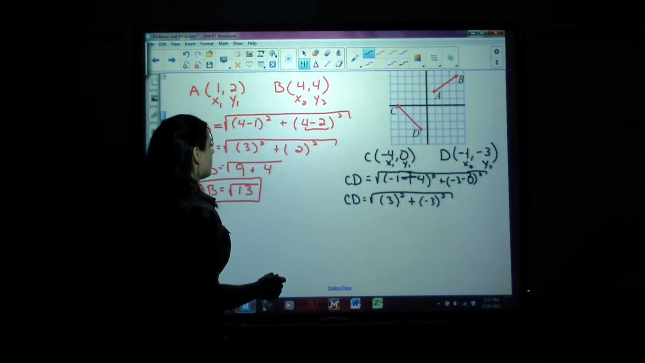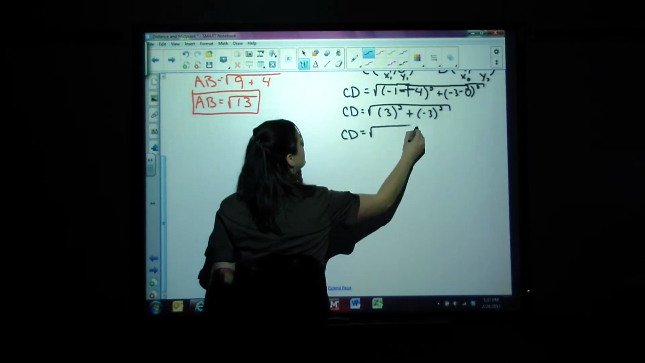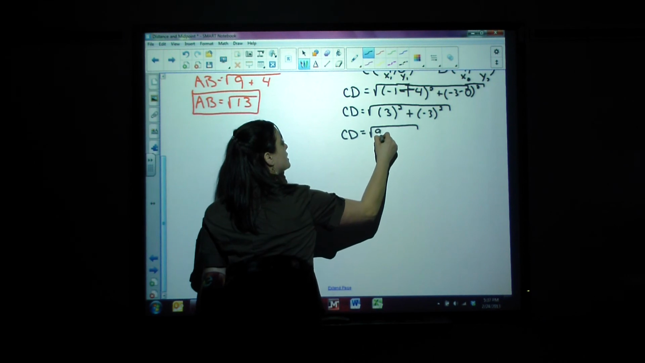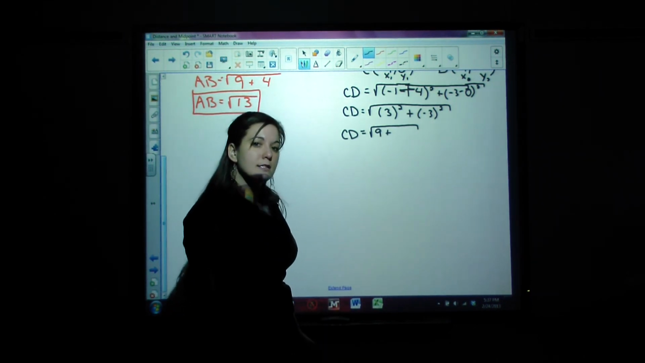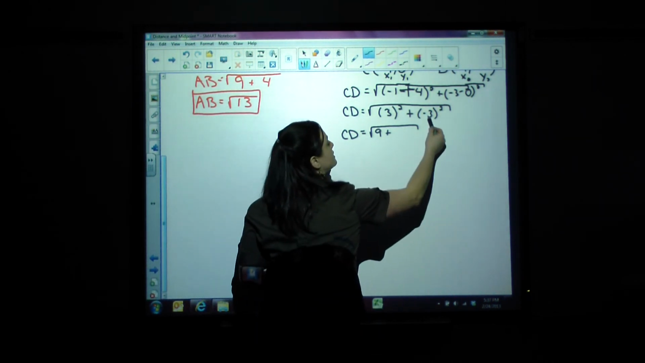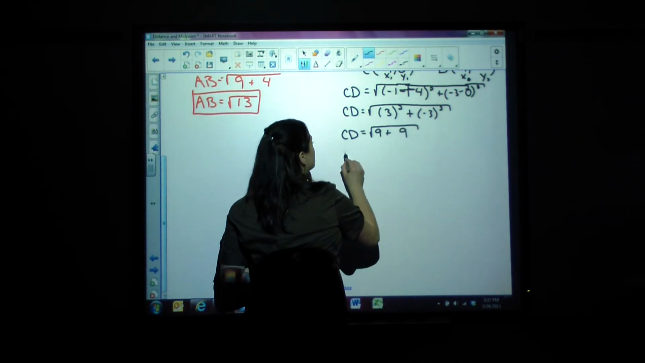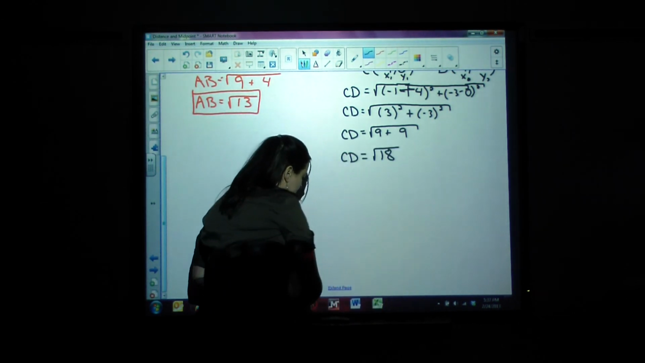And then now we're actually going to do our squaring. So the length from C to D is going to equal the square root of 3 squared, which is 9, plus a negative squared is positive. As long as that was in that parentheses, which it should be, that negative squared is positive and 3 squared is 9. So the length from C to D equals the square root of 18. And again, I'm going to stop there.